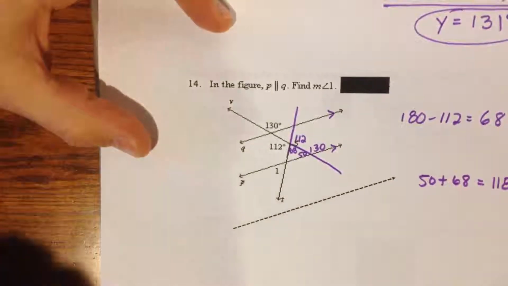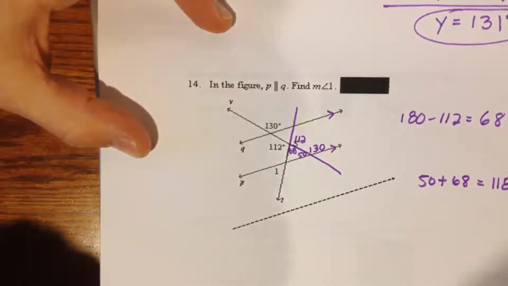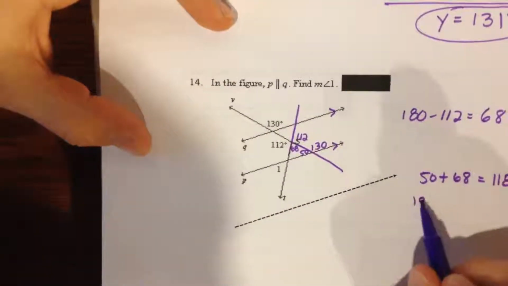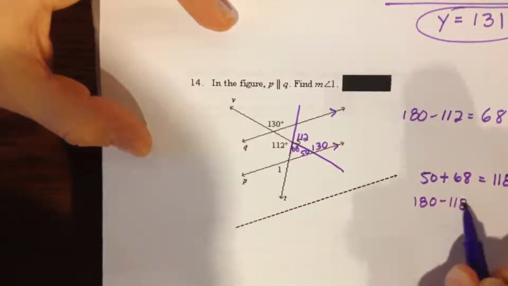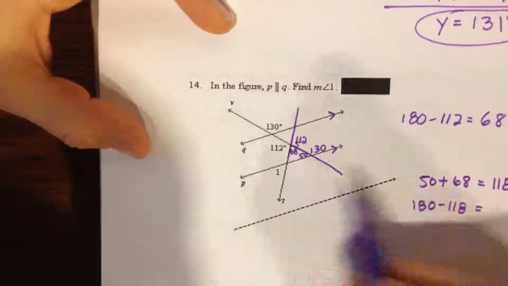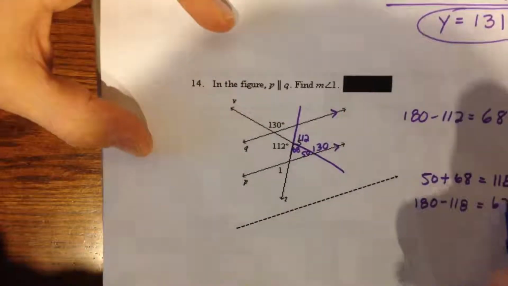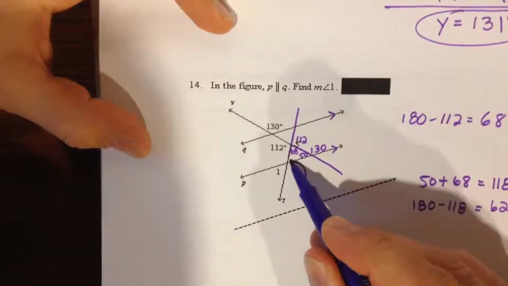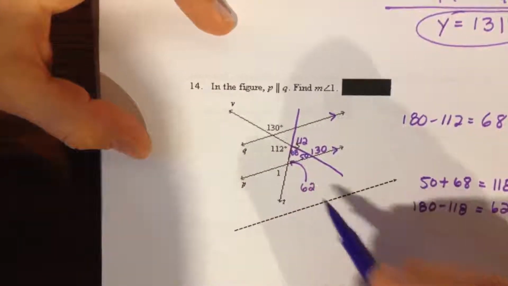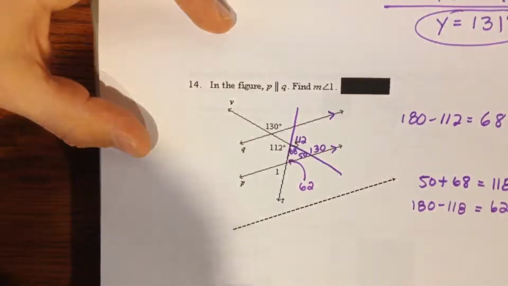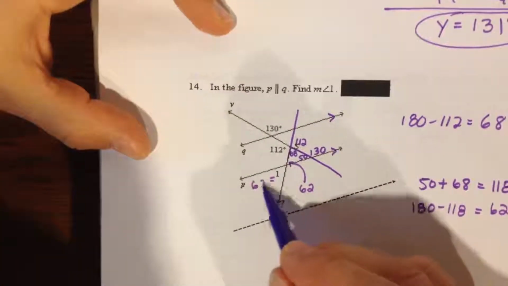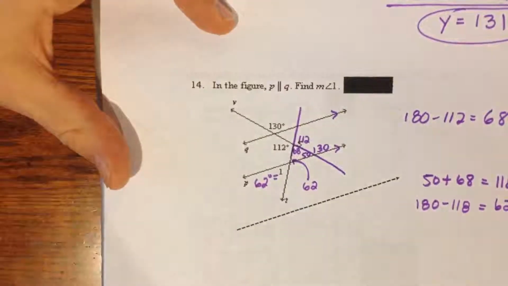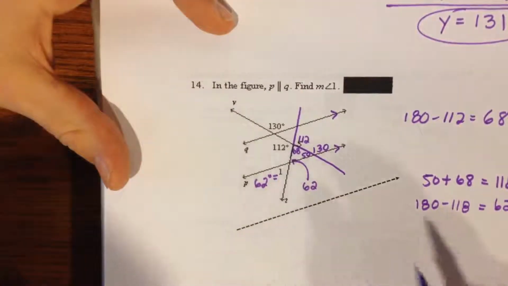Alright, so 180 minus the 118 degrees that are already used up in there makes 62 degrees. So if that angle right there is 62 degrees, so is angle 1. So it ends up being 62 degrees, angle 1 is 62.